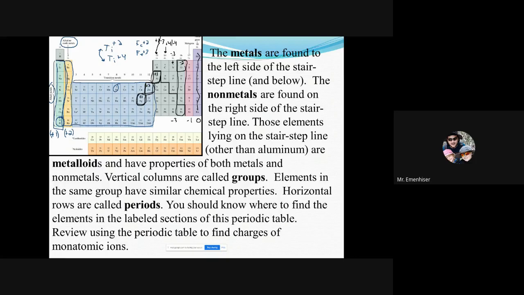I forgot to mention the metalloids. These are metalloids. The metalloids are the ones that are on this stair step, so I just kind of circled them. So these are the metalloids here. And they have properties of the metals and the nonmetals, so they're kind of in between.